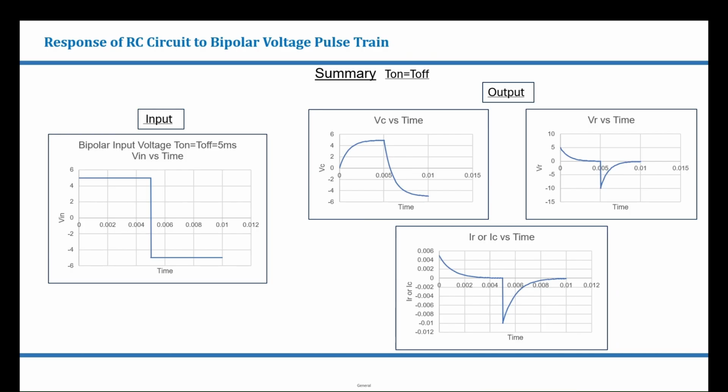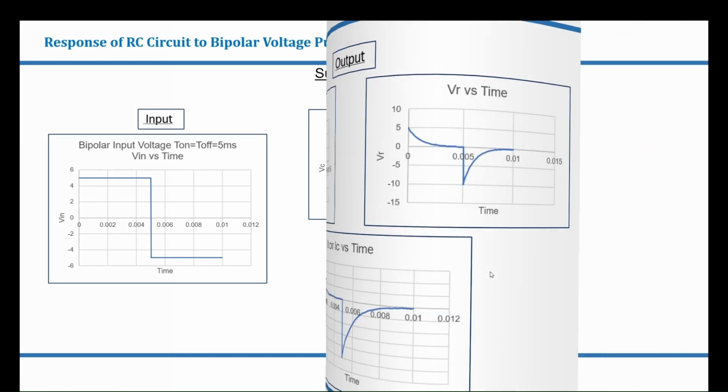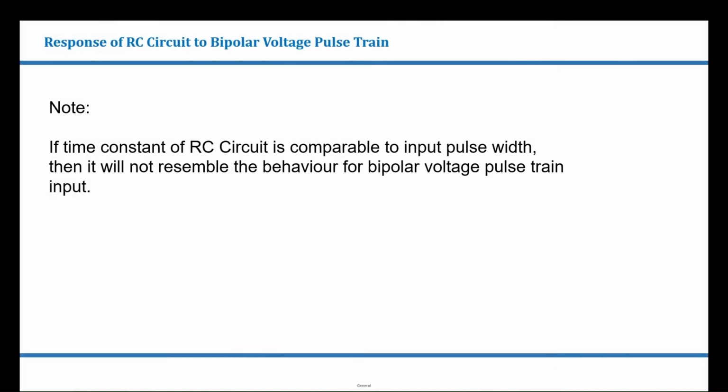Here is the summary for the case where T on is equal to T off is equal to 5 milliseconds. We can see how the input voltage has transformed across the capacitor and resistor, and how the current flowing through the circuit looks. If the time constant of the RC circuit is comparable to the input pulse width, then it will not resemble the behavior for a bipolar voltage pulse train input.